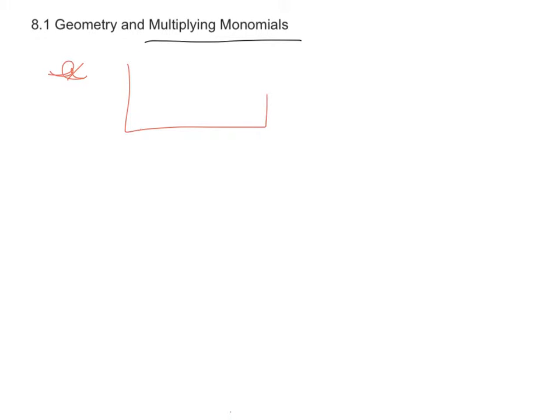In this lesson, we're going to be doing more multiplying monomials, but this time we've got to know a little bit of geometry in order to be able to do it. So in example 1, we're going to be dealing with a rectangle. We're going to be finding area of some of the figures. We're going to do a little bit with area and a little bit with volume.